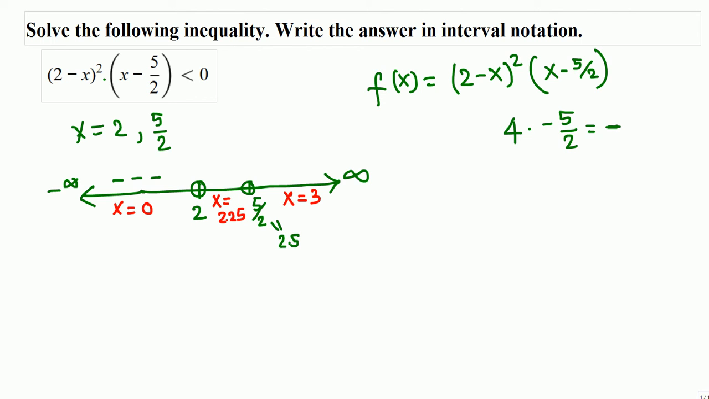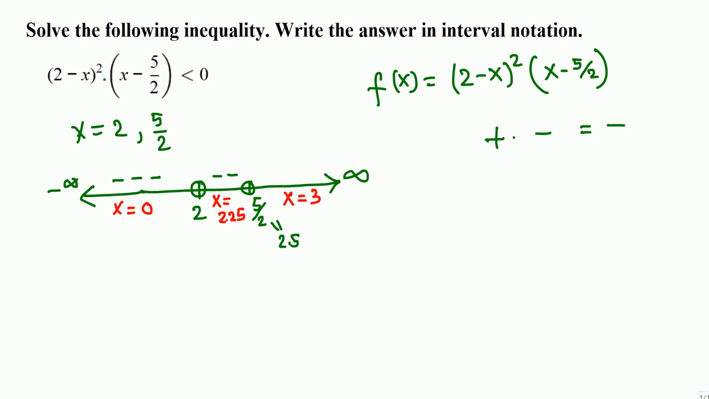Now do the same thing for 2.25. 2 minus 2.25 is minus 0.25. When we square, this will be a positive number. By the way, this is a quantity squared, so no matter the value of x, we always get a positive, because a quantity squared is always positive. 5 halves is 2.5, and we are testing 2.25. 2.25 minus 2.5 will be negative, and positive times negative is a negative number. So negative here as well.